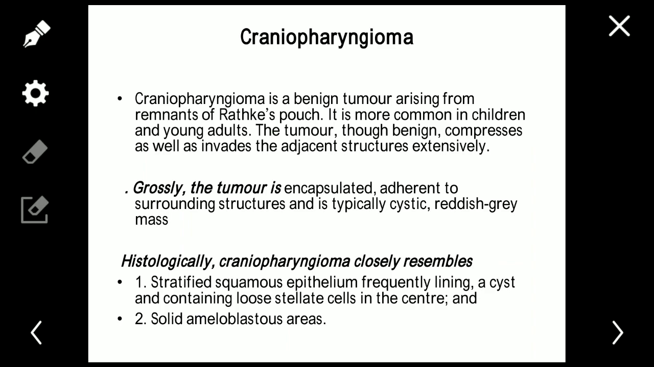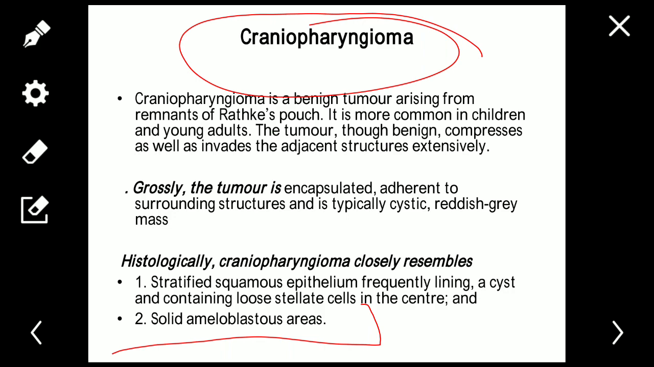Grossly, the tumor is encapsulated, adherent to the surrounding structures, and is typically a cystic reddish-grey mass. Histologically, craniopharyngioma closely resembles stratified squamous epithelium, frequently lining cysts, and contains loose stellate cells in the center. It also has a solid adamantinomatous area. So this is one more tumor of the pituitary gland.